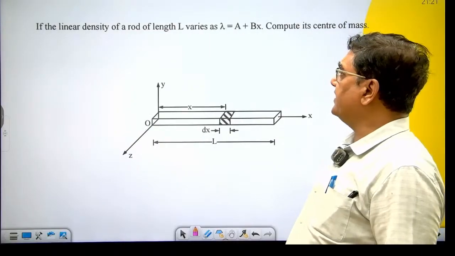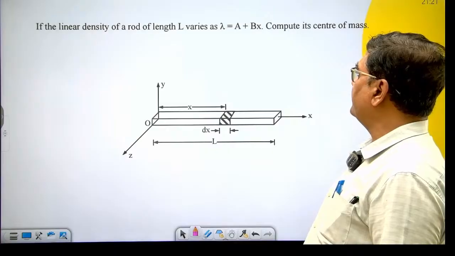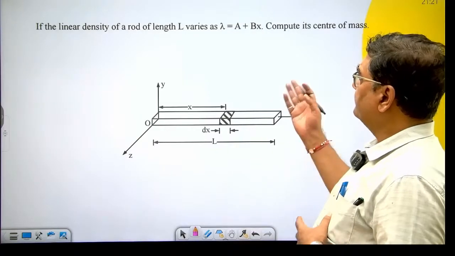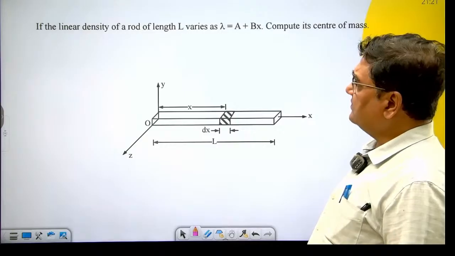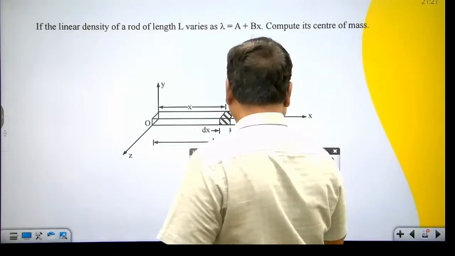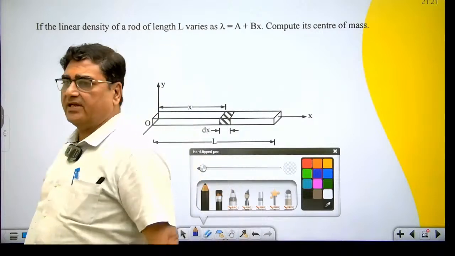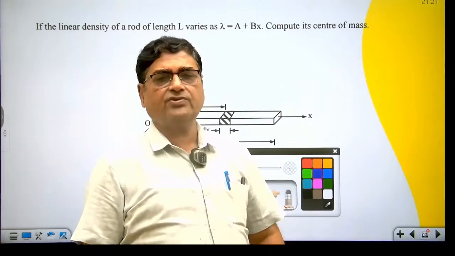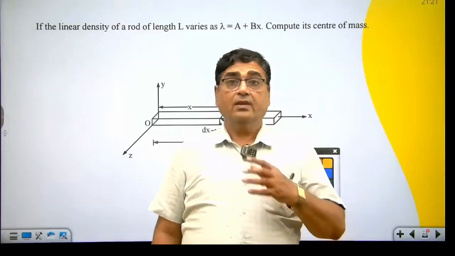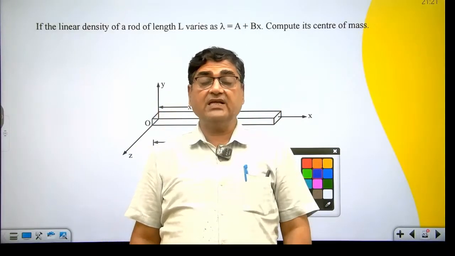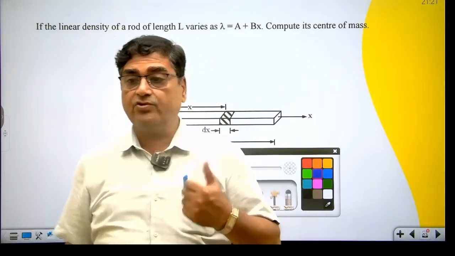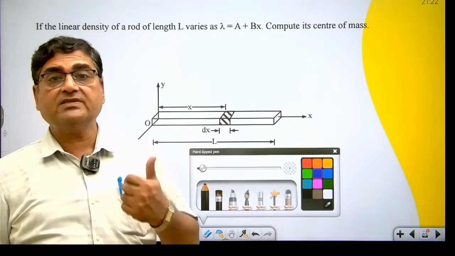If the linear density of a rod of length L varies as lambda equal to a plus bx, compute its center of mass. Since mass is variable, we will calculate the center of mass by the integration method. What is linear mass density? There are three types of mass density used in questions. Linear mass density means mass per unit length. Areal mass density means mass per unit area, and volume mass density means mass per unit volume. In this question, we are using linear mass density.